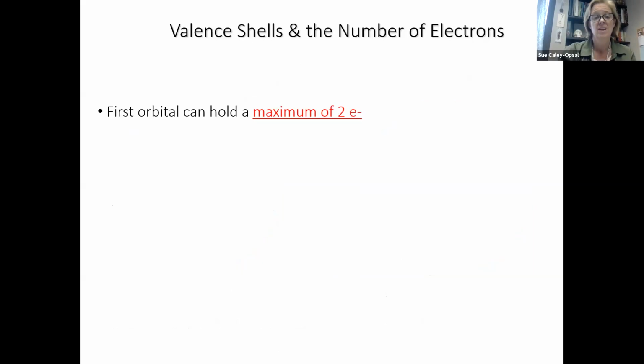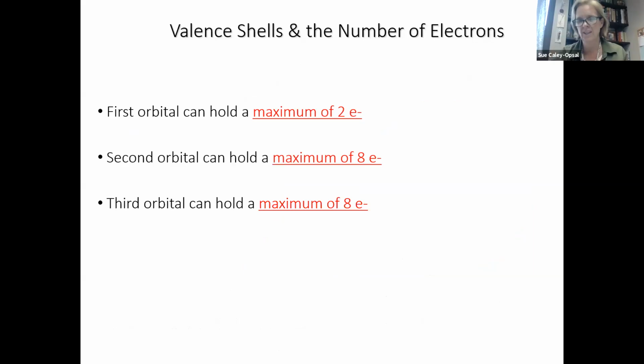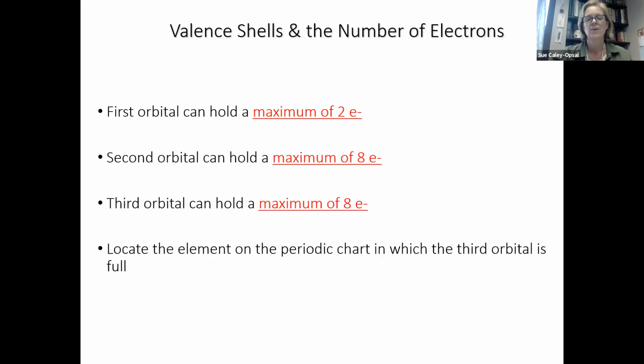So all you need to know is the first, second, and third orbitals and how many electrons can be in there. The first orbital can hold 2 electrons. The second, which is further from the nucleus, can hold a maximum of 8 electrons. The third, which is further still from the nucleus, can hold a maximum of 8 electrons. And so let's look at the periodic chart and see if you can figure out which element on the periodic chart is where the third orbital would be full in these atoms. Take a look. I'll give you a hint: 8 plus 8 plus 2 equals.